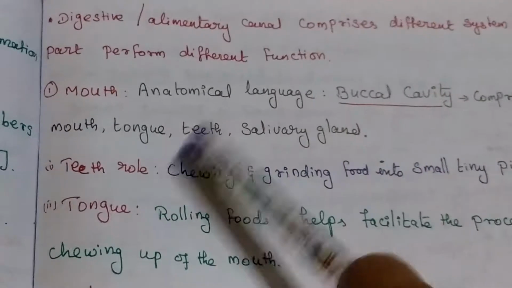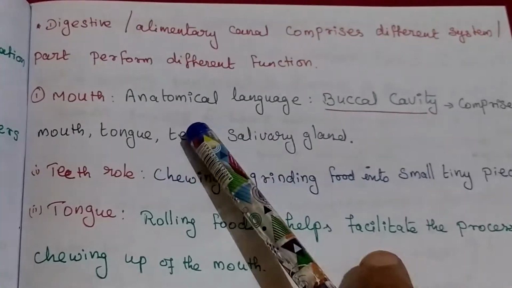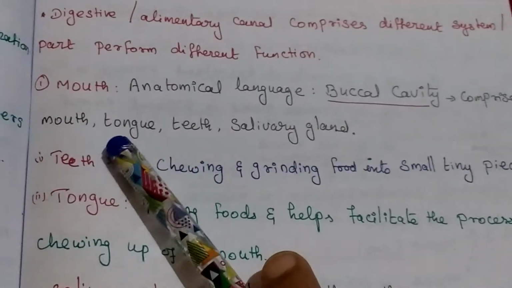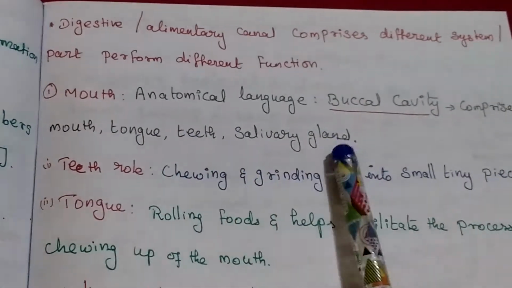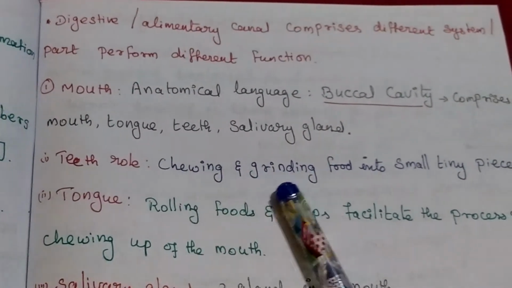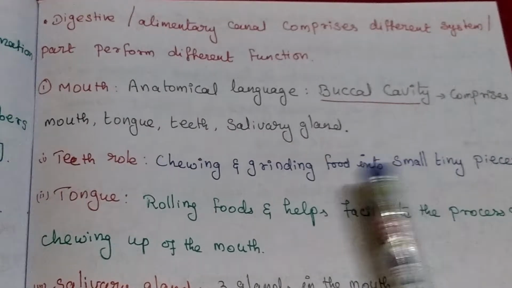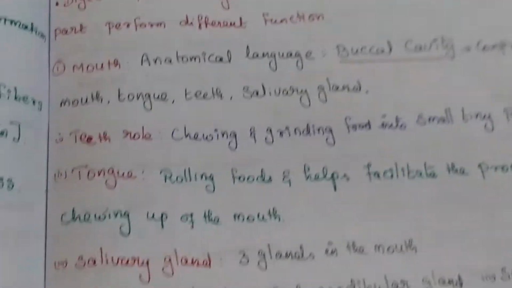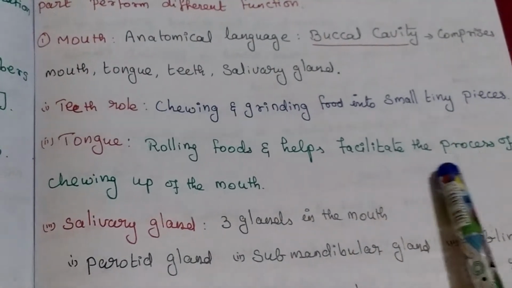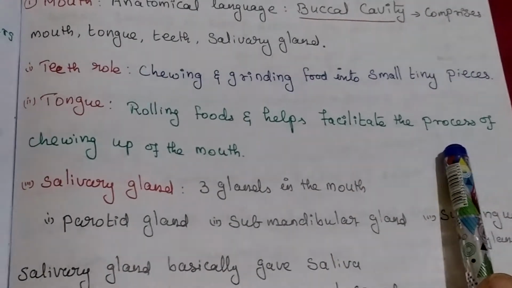First one is the mouth, scientific name, that means anatomical language, buccal cavity. It comprises mouth, tongue, teeth, and salivary gland. What is the role of teeth? Chewing and grinding food into small tiny particles. What is the role of tongue? Rolling food and helping facilitate the process of chewing in the mouth.